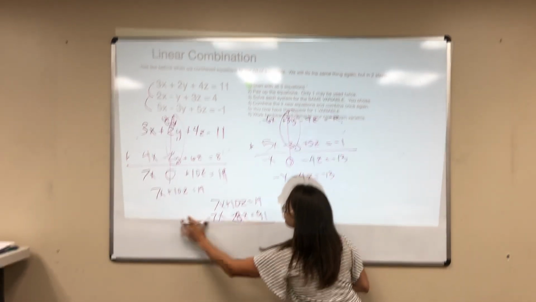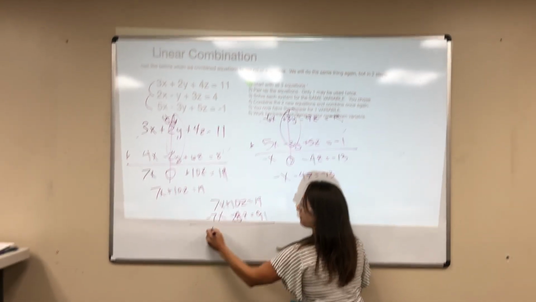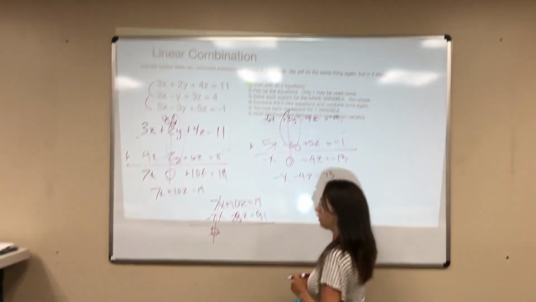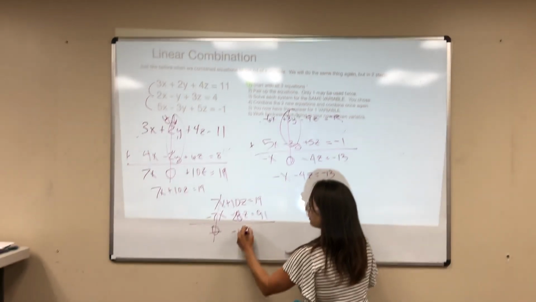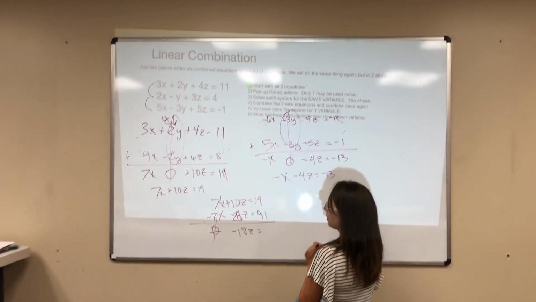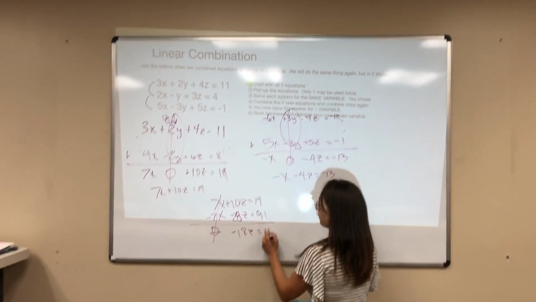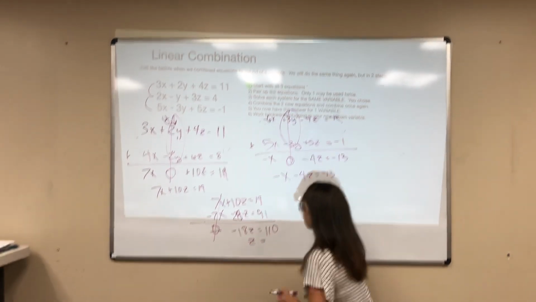So now 7 minus 7 is 0. I've gotten rid of those. 10 minus 28, negative 18. And 19 plus 91 is 110. And we're going to solve for z, and I don't know that off the top of my head.